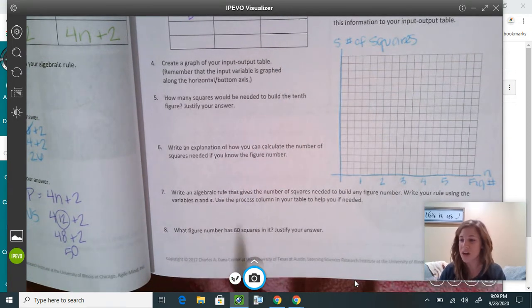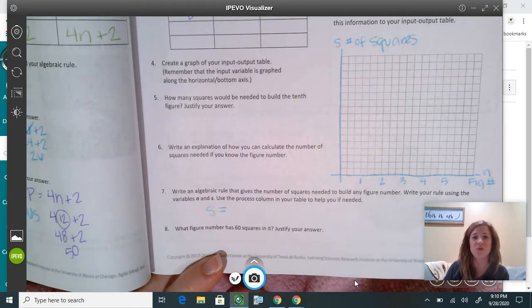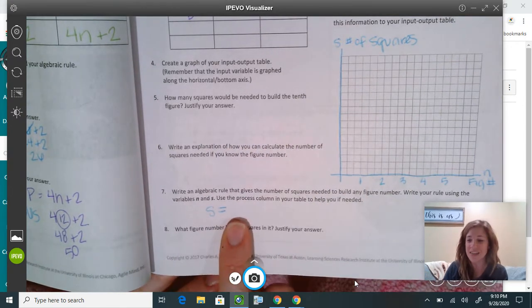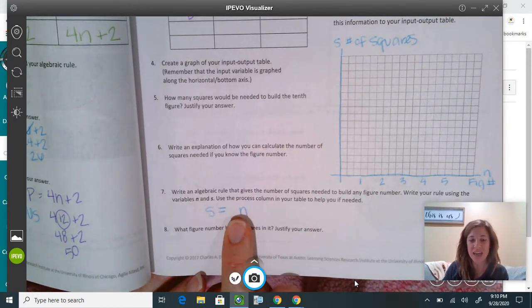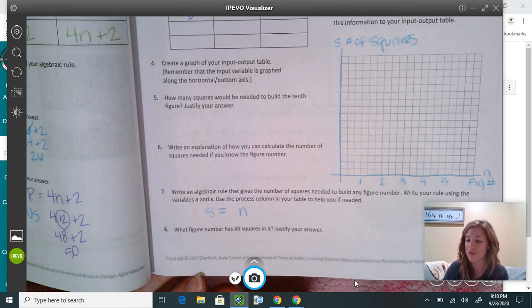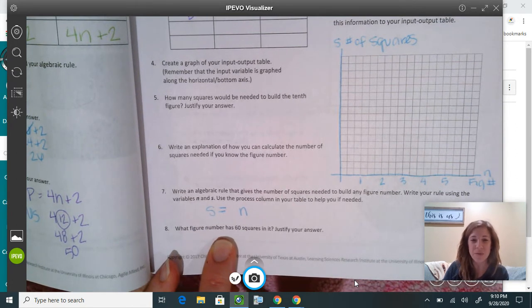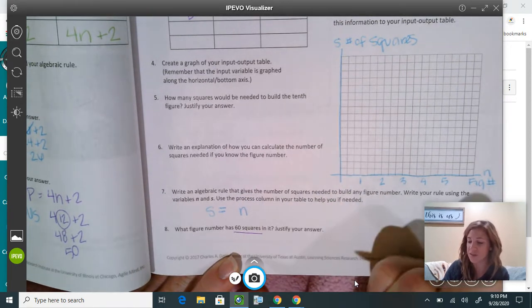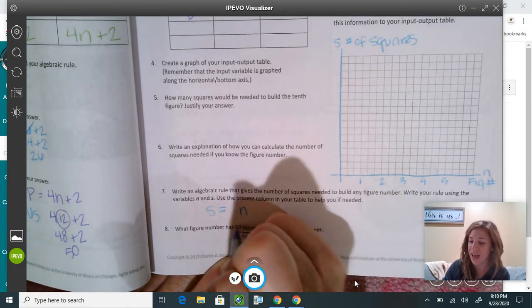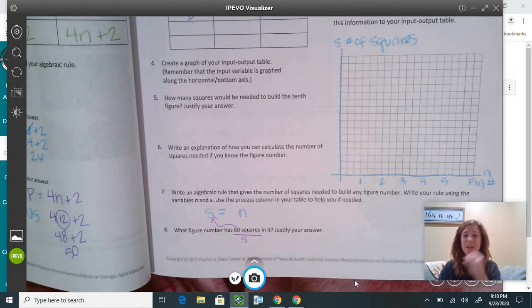In 7, you are going to write me a rule. Remember, it's output equals. So your rule is going to be S equals, what do you do to the n? What do you do to the n to get the number of squares? And then last but not least, which figure number has 60 squares? Squares is S. So we actually know what the answer is. We need to know the input.